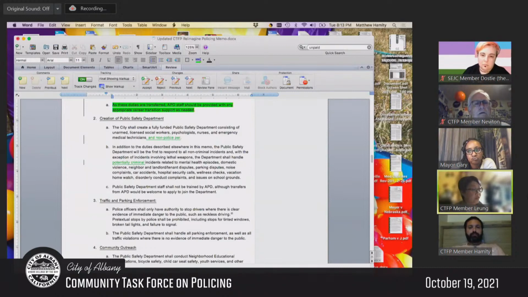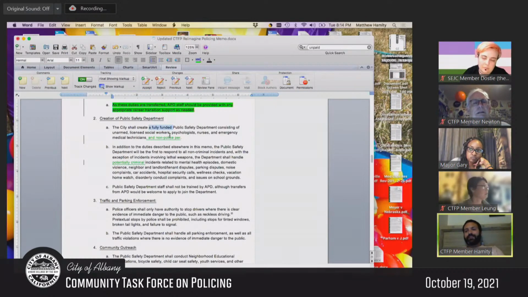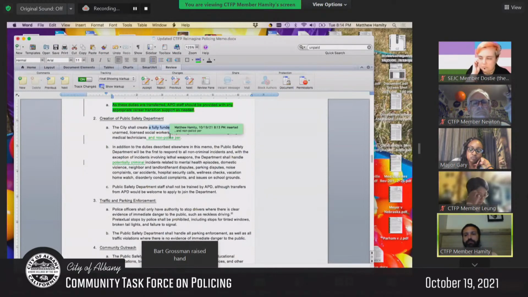Well, what does it mean to fully fund? We could remove that. I mean, putting that in there isn't going to mean that we have to fully fund it. It's in the resolution. So that'll come out more in budget. So I'm happy to cut it.